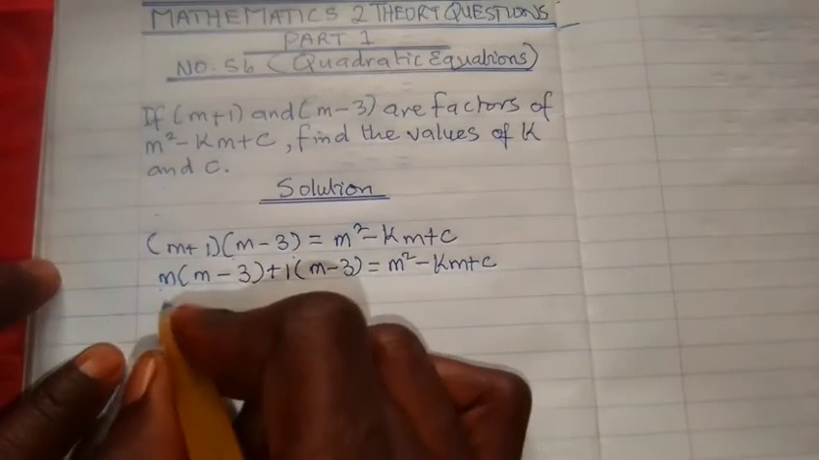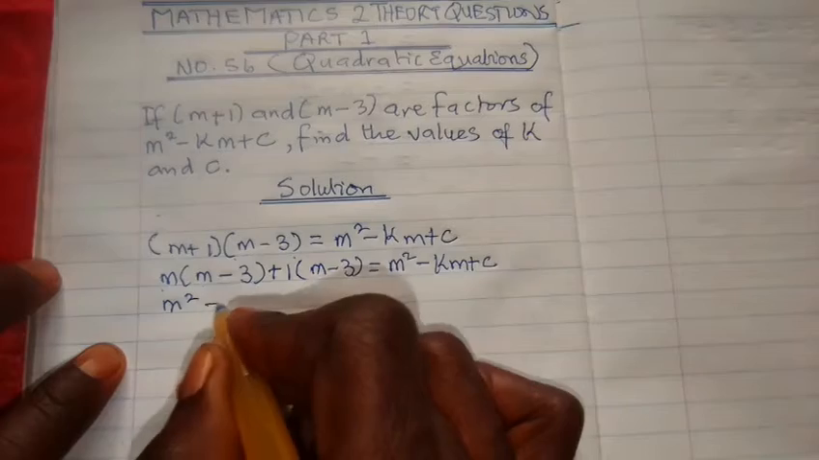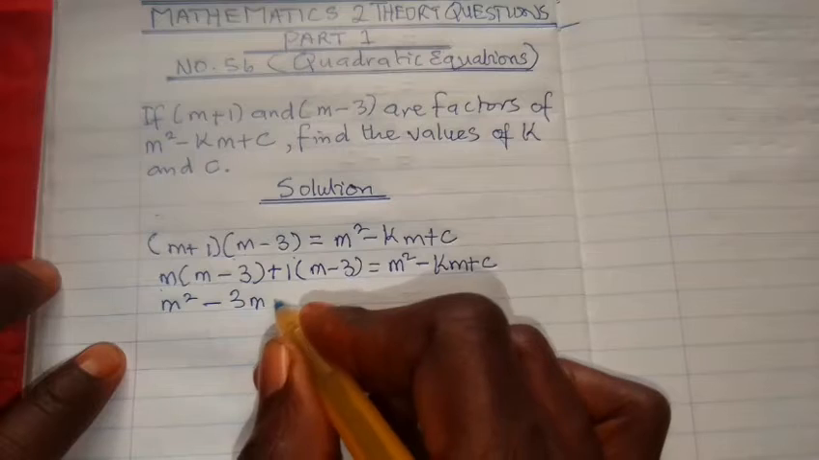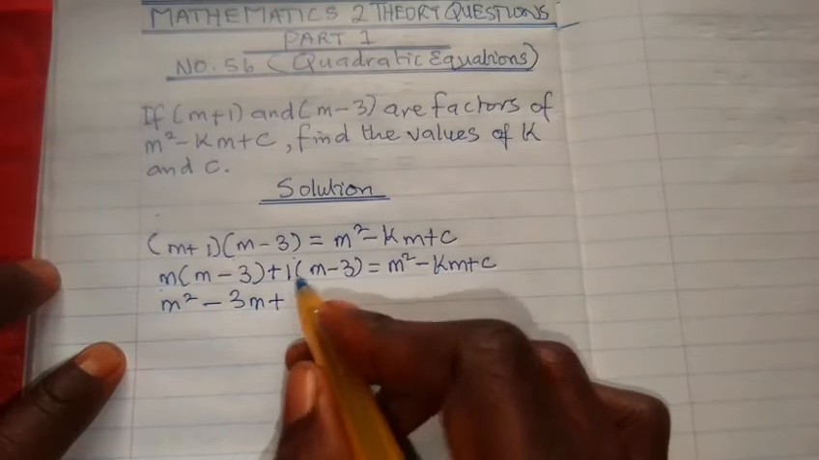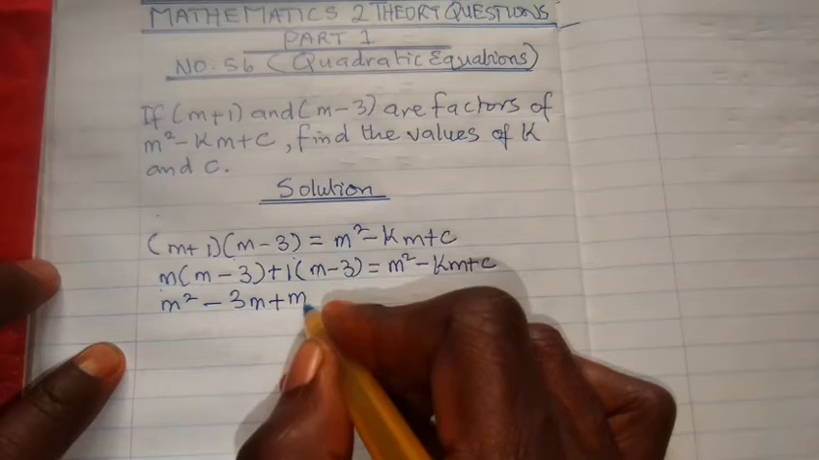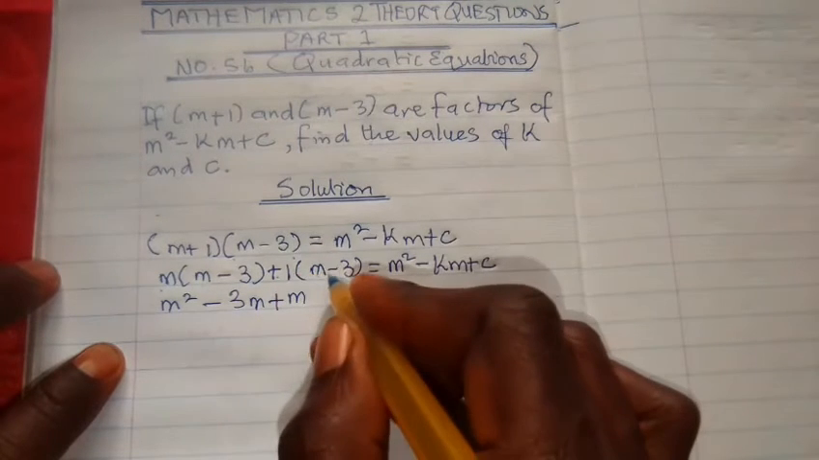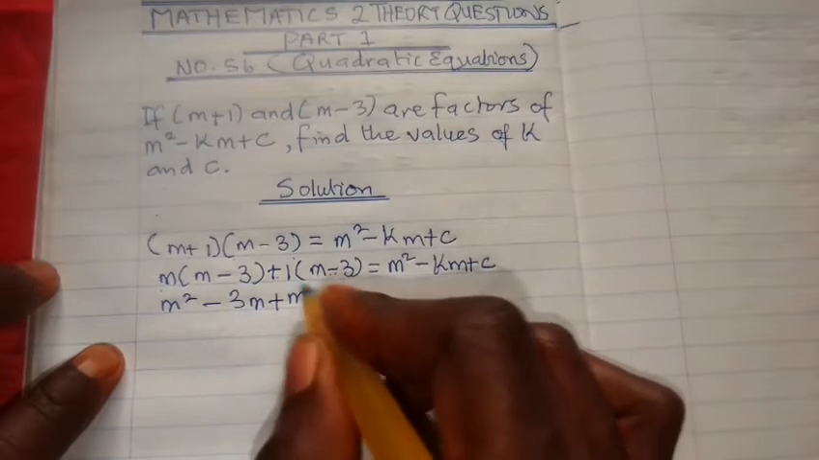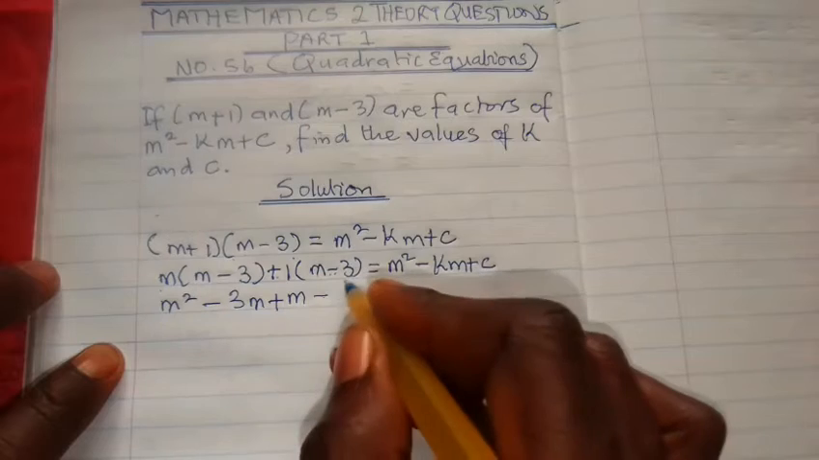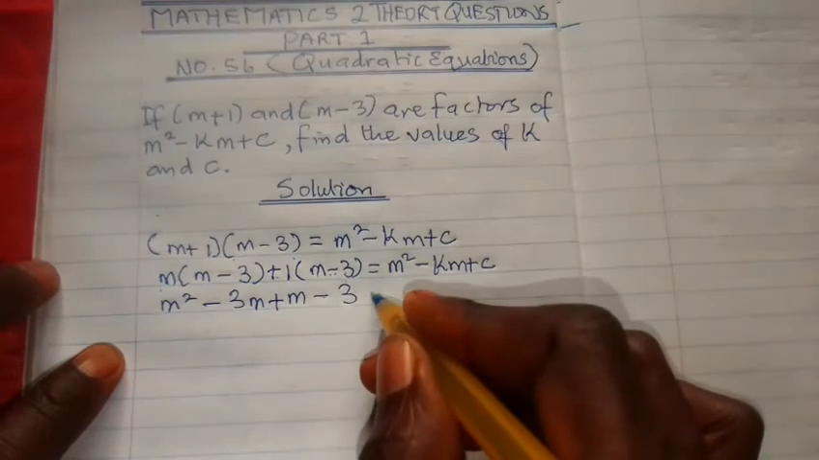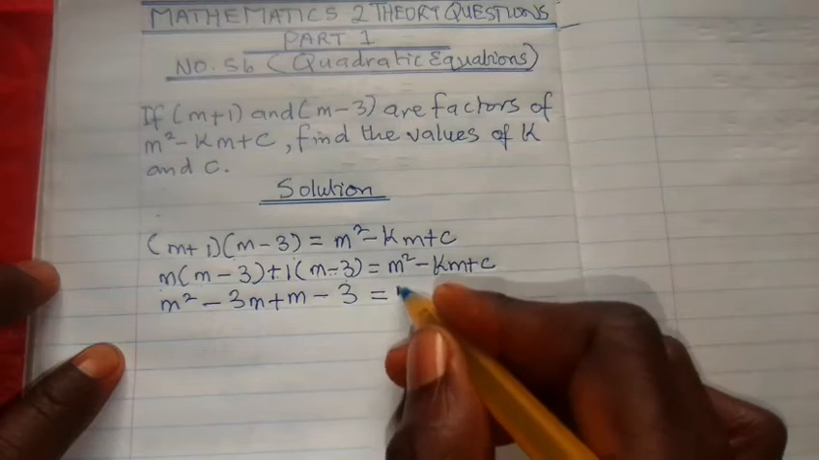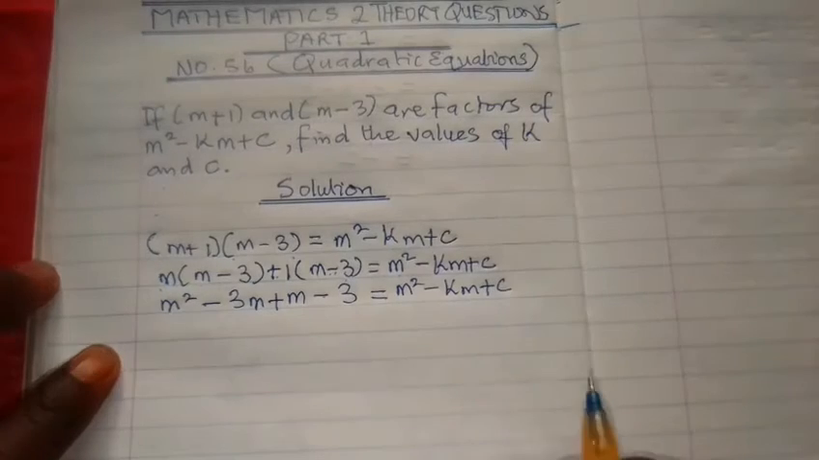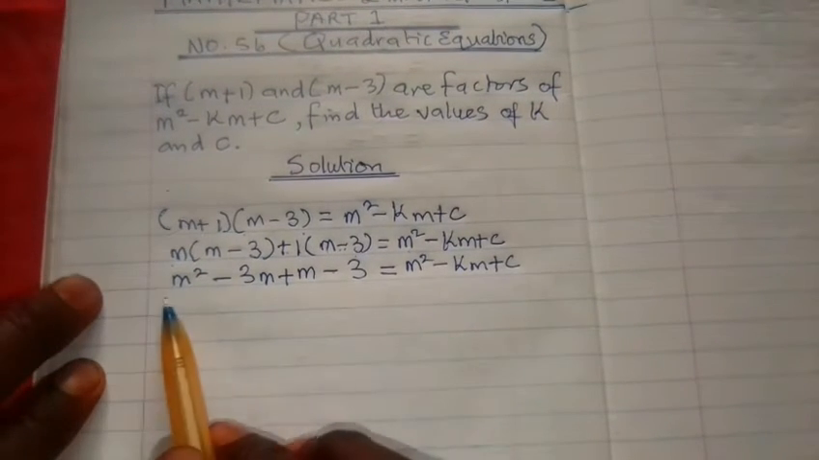So at this point now, we are going to expand these values we have here. So m times m will give us m squared. Then minus m times 3 will give us minus 3m. Then plus 1 times m will give us m. And then since the signs are different, we have plus, we have minus, and we are multiplying them, the result will be minus. Different signs will always give us minus. Then 1 times 3 will give us 3. Then equals m squared minus km plus c. So there you have it. We have arrived at this point.